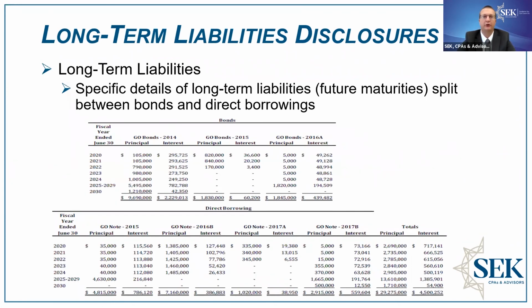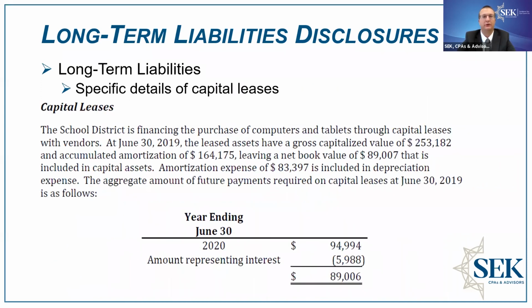So another required disclosure are also the future maturities. Again, it's just splitting out the bonds and the direct borrowing separate. And this shows both the principal and the interest perspective. Everything we were looking at previously was just the principal components. From a cash flow perspective, obviously there's interest payments to be made related to the debt, and this just gives you that breakdown between the two.